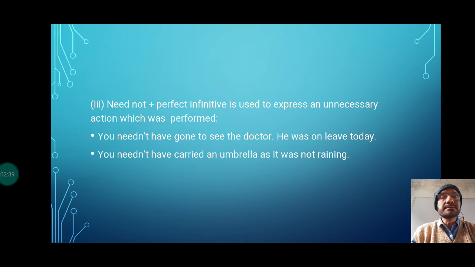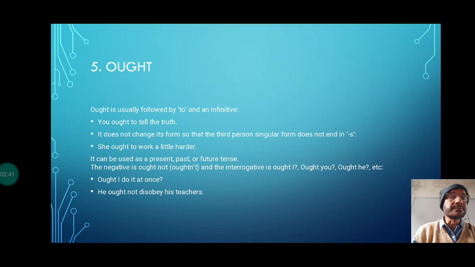Now let's come to the fifth one, which is ought. There are other modals we are not discussing. We have discussed the important ones that are suitable for standard 9th and 10th students, right? Ought is usually followed by to and an infinitive. For example, you ought to tell the truth. It does not change its form, so the third person singular form does not end in s. And this is very important.